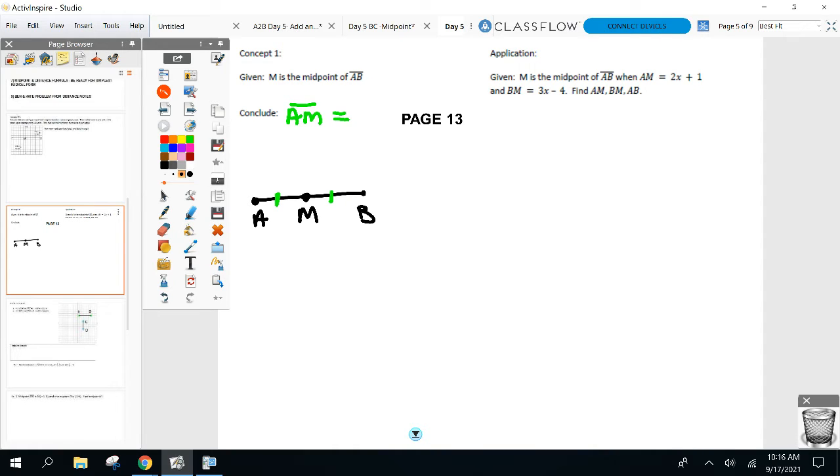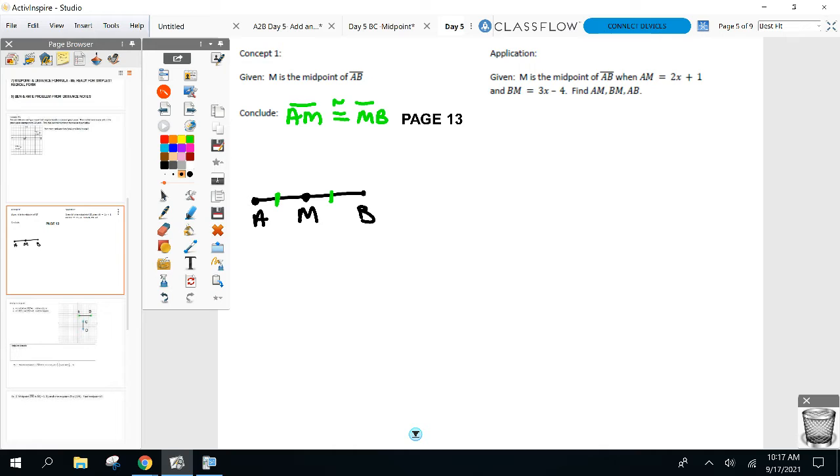Equals, tilde. AM congruent to MB. Yep. All right, everyone okay? No issues? All right, AM congruent to MB. M is the midpoint, which means it's in the middle of the line segment.